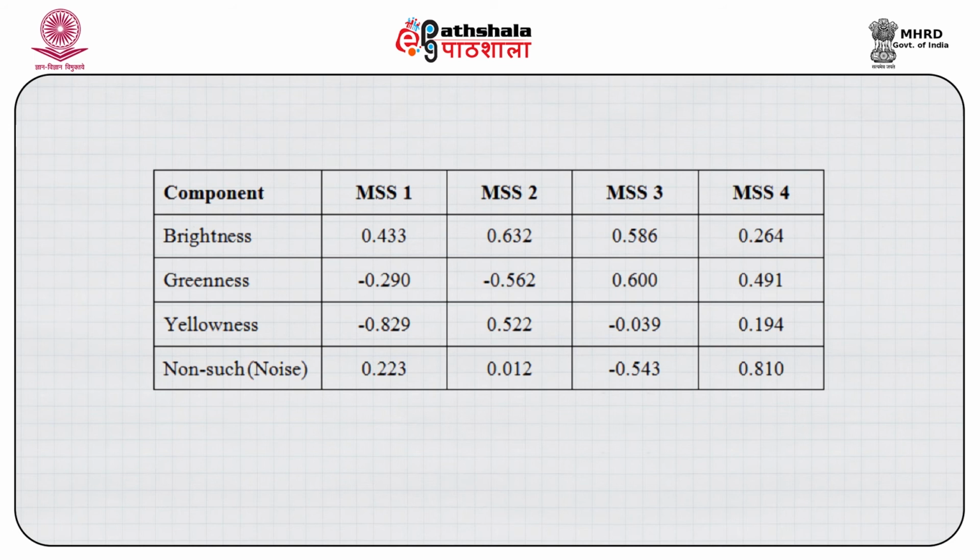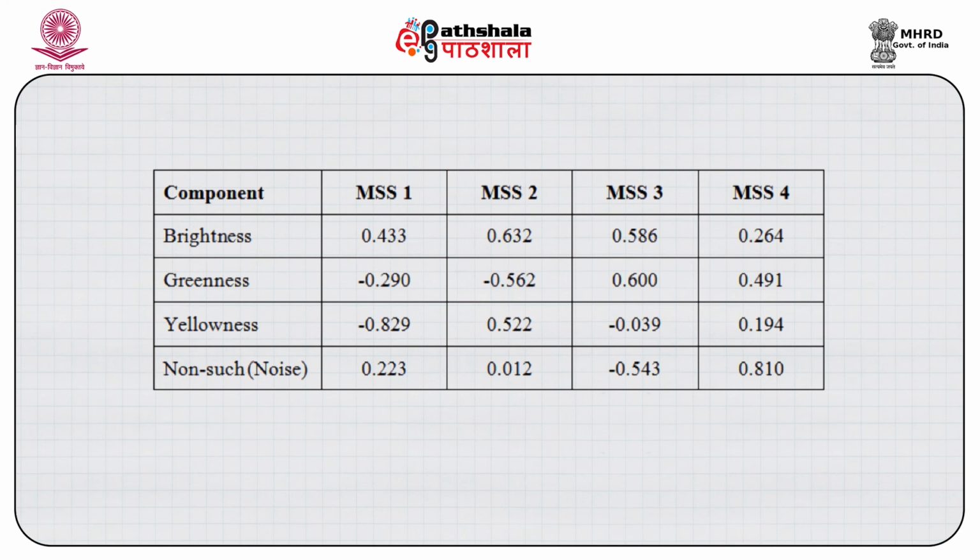For example, for brightness the weight is 0.433 for band 1, 0.632 for band 2, 0.586 for band 3, 0.264 for band 4. And similarly, the weights for other components are given. If we multiply these weights with the band values available, then we can find out the values of brightness, greenness, yellowness and noise.